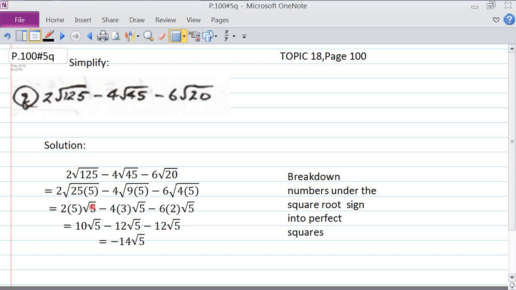So now you see that I have 10 root 5 right here. 4 times 3 is 12 root 5, and 6 times 2 is 12 root 5. I add 10 minus 12 gives me minus 2 root 5. Minus 2 root 5 and minus 12 root 5 gives me minus 14 root 5. So the key thing is when you've got the square root, try to look inside here and see if you can find a perfect square.